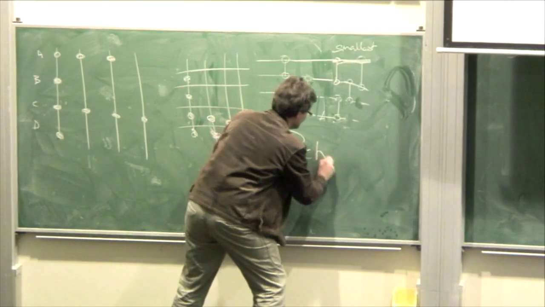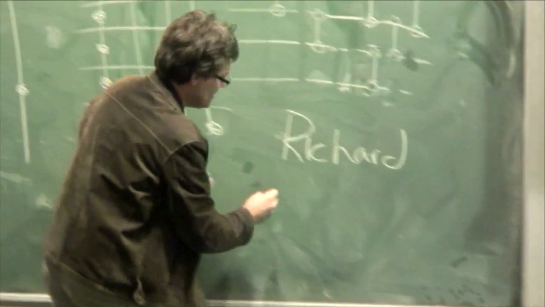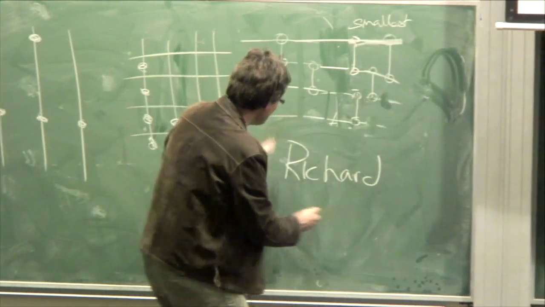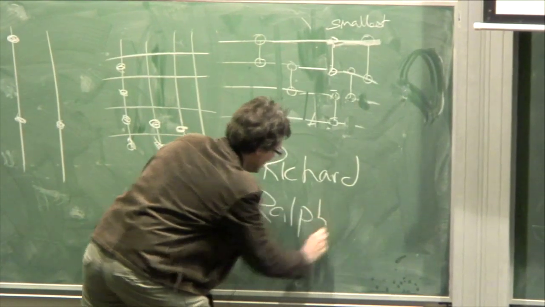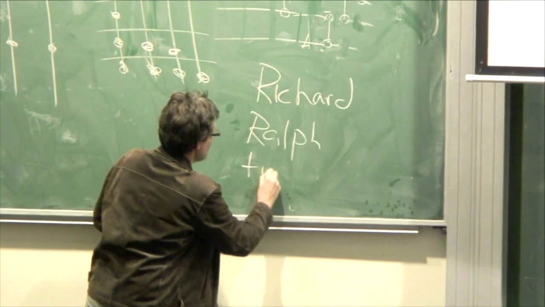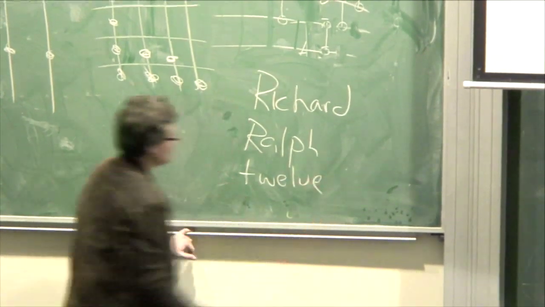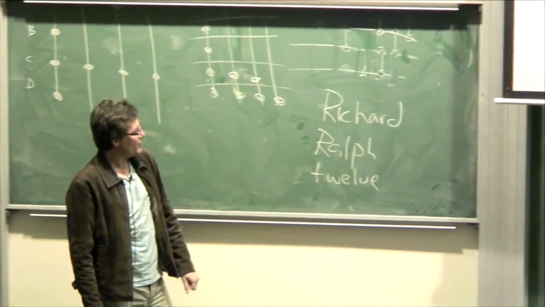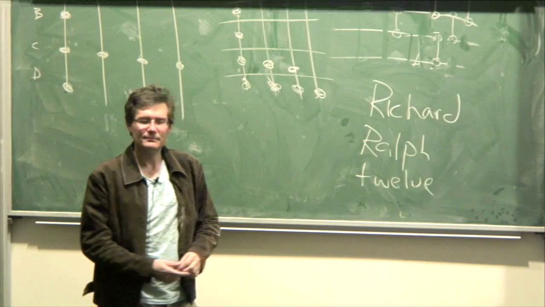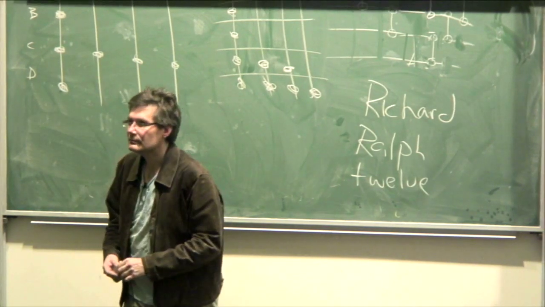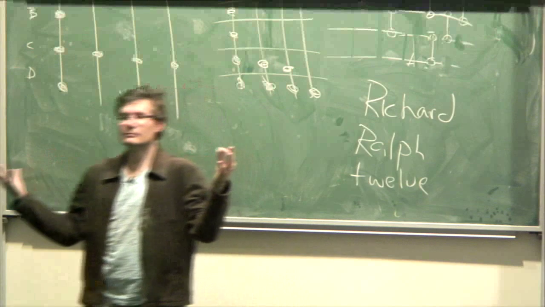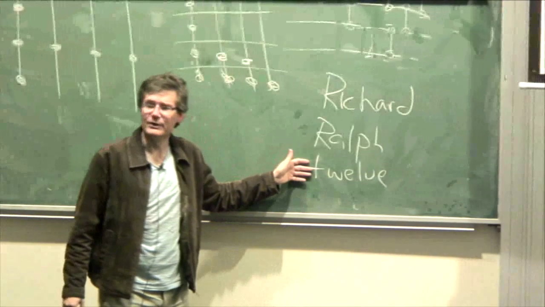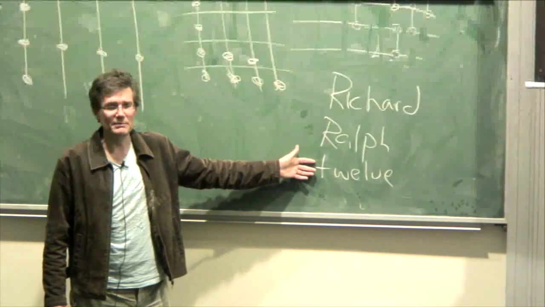Suppose I was sorting Richard and Ralph and my favourite number, 12. And 74. So I'm sorting these. Which is going to come first? Well, if I'm sorting strings, 12 will come first. Why not? You always put numbers before letters?